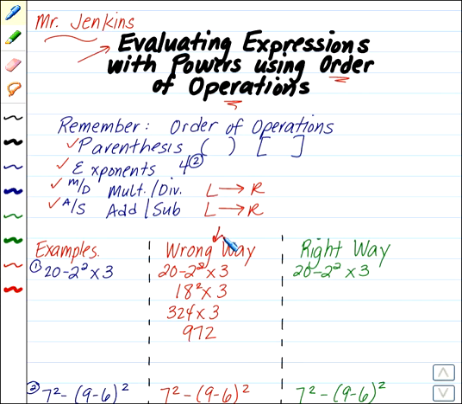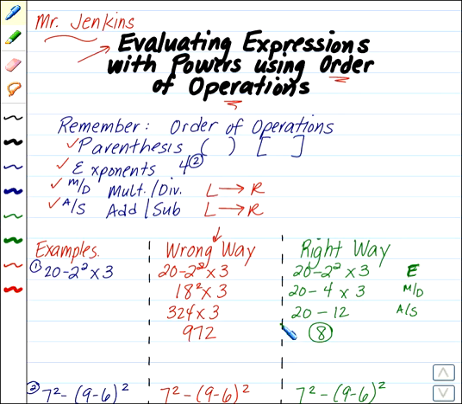Now, I already labeled this the wrong way, so let's look at the right way. 20 minus 2 squared times 3. Remember, we want to use exponents first. 2 squared, which is 4. And then I'm just going to rewrite all the other things and do one step at a time. The next step was multiplication and division. Since there's no division, we do have a multiplication here. 4 times 3, which is 12, and we have 20 minus 12. Finally, we have addition, subtraction, and we see subtraction. 20 minus 12 is 8.